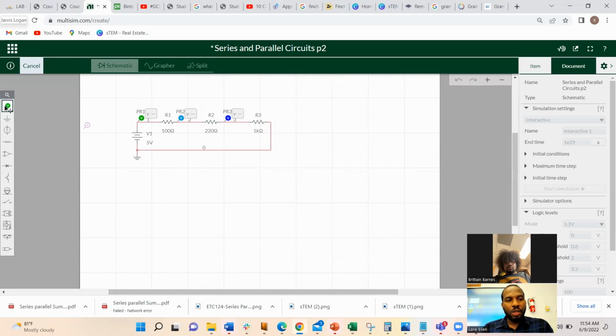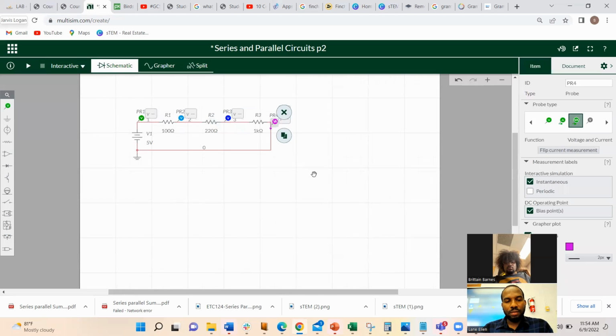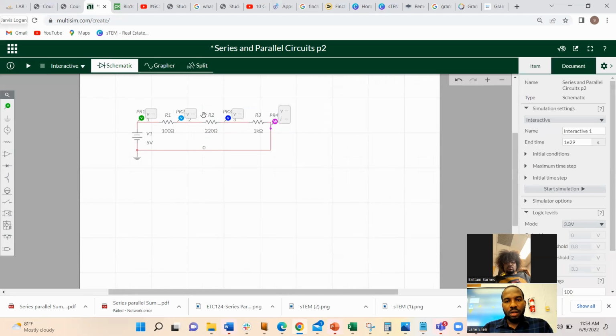And so for the last one, I'm going to use voltage and current, so at least we can know, okay, what is the current that is flowing in the circuit. All right, so this is the series circuit. We can go ahead and get the simulation results. But what I'm going to do, I'm going to go ahead and build a parallel circuit as well.